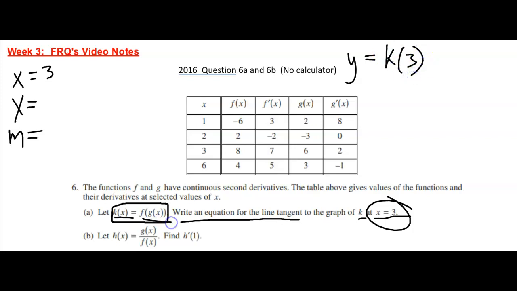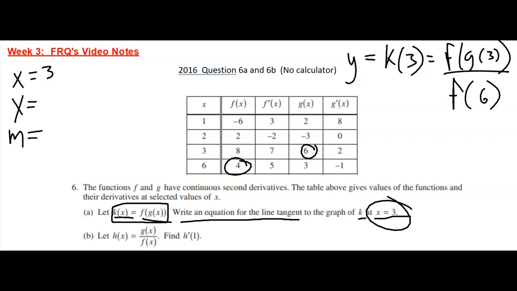Now k is equal to f of g of x, and we're plugging 3 in. So we can use our table to find this. So let's do that. g of 3 is 6. So therefore, I can just write f of g of 3 like this, f of 6. Next, I need to find f of 6. f of 6 is 4. So that means that 4 is equal to k of 3, which is our y value that we want. So 4 is my y value. Next, I need to find my slope.